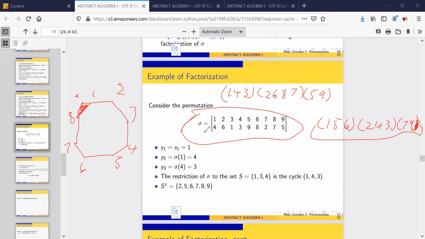Someone reconstruct this guy for me. Lucy, can you reconstruct it for me? Sure. So 1 is going to go to 5. And then 2 is going to go to 4. 3 is going to go to 2, I think. 4 is going to go to 3. 5 goes to 6. 6 goes to 1.